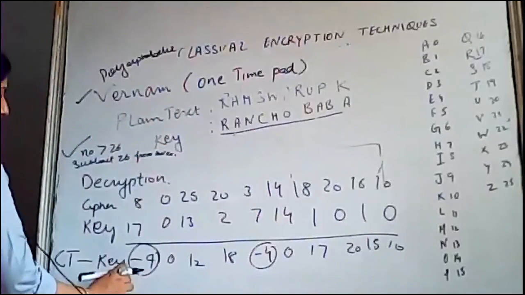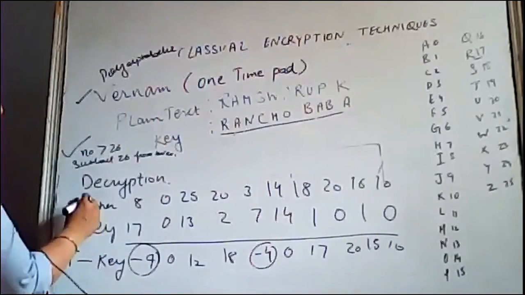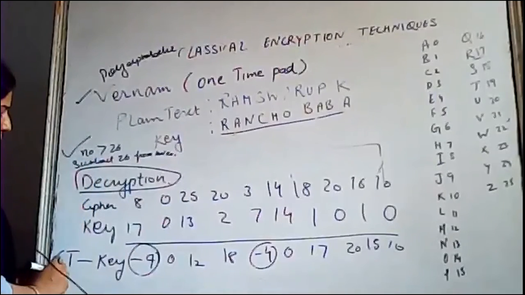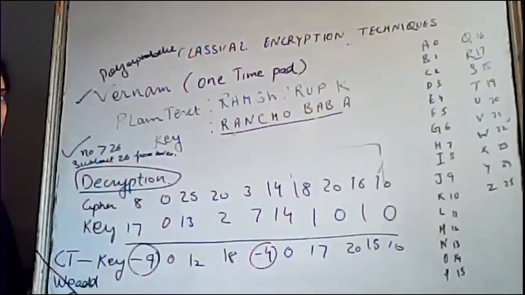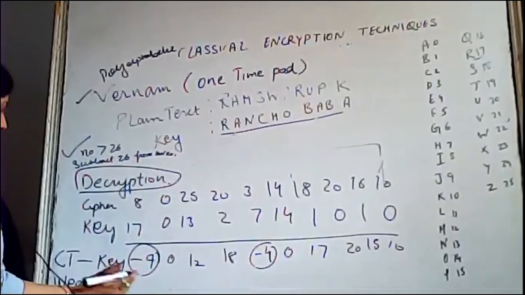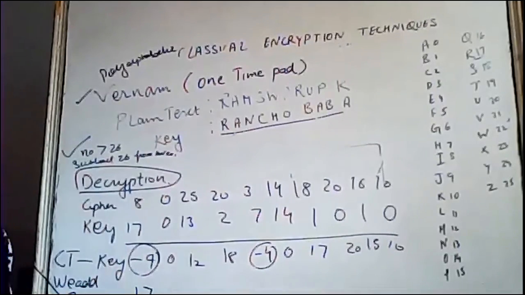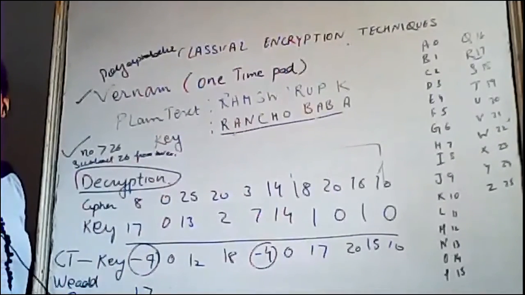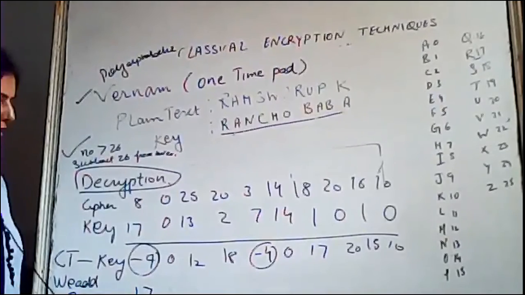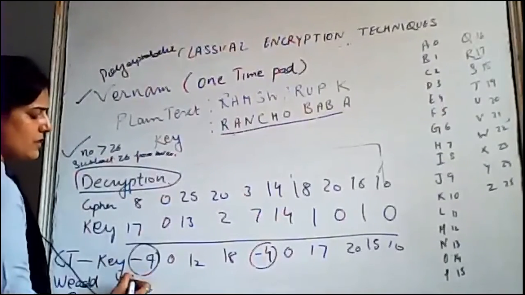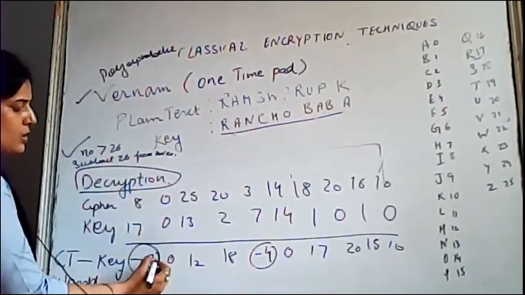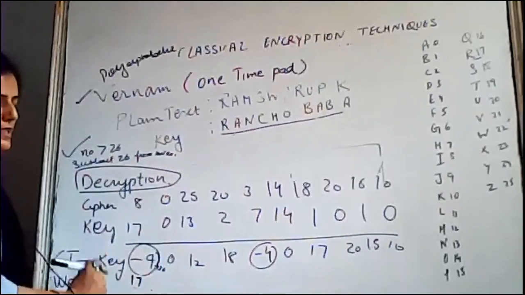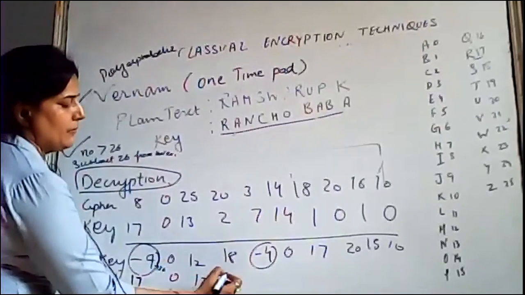So what I will do is, in the case of a negative number, in the method of decryption, we will add 26. So when we add 26 to minus 9, what will be my result? That will be 17. Obviously, that will be subtracting over here. So I will add 26 to the negative number, and the rest of the numbers will remain the same.